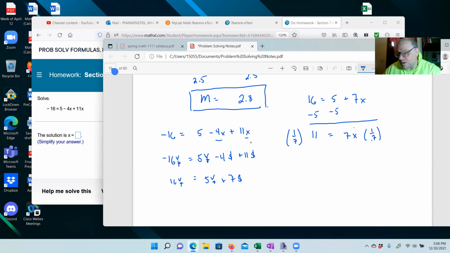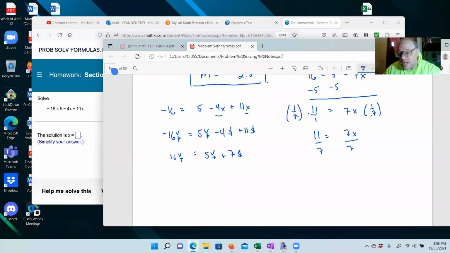7 over 7, that would be 1. You could also have written it this way: you could say 11 over 7x, divided by 7. And that's going to do the same thing for us, right? Because this is 11 over 1, and to do fraction multiplication here, you're going to end up with 11 over 7 is equal to x. Okay.